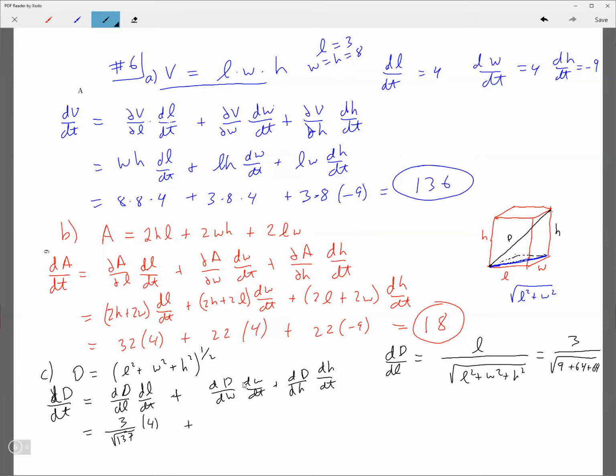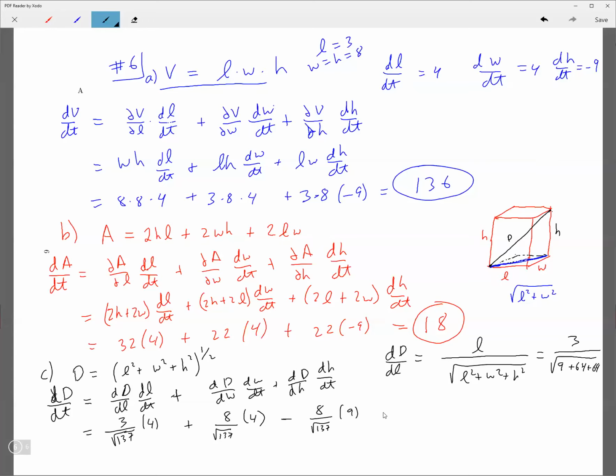Okay, then this one, instead of being an L there, it's going to have a W, which is 8. So that's going to be 8 over the square root of 137 times dW dt, which is 4. And then this last one, instead of that, it's going to have an H in the numerator, and H is 8. So that's 8 over the square root of 137, and times dH dt with negative 9. So it's going to be minus, and then there's a 9 there.